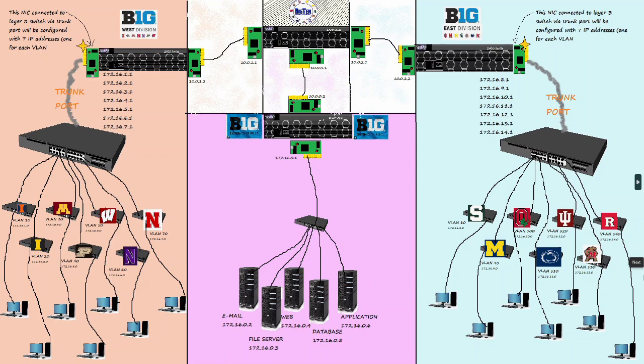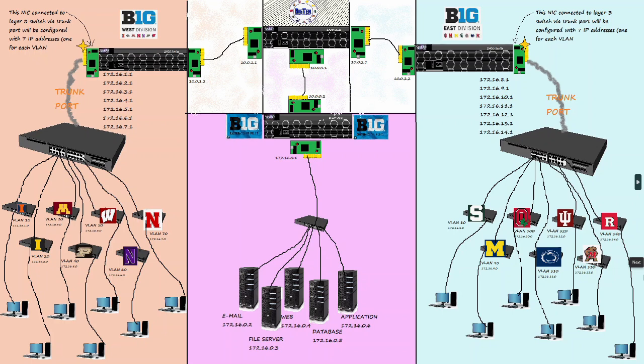The server network will be 172.16.0.0. The Big Ten West, which is going to be divided up into a bunch of VLANs, is 172.16.1.0 through .7.0 for the 7 teams, and as well on the east side you have 7 more VLANs or subnetworks or whatever you want to call them. They're distinct networks from each other.